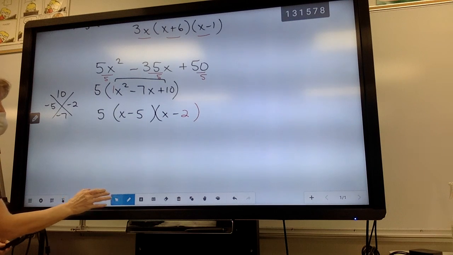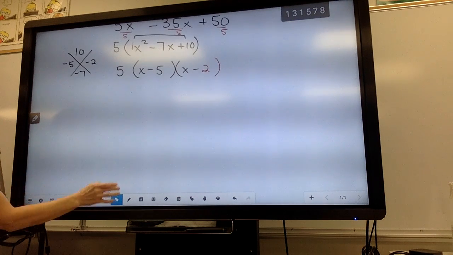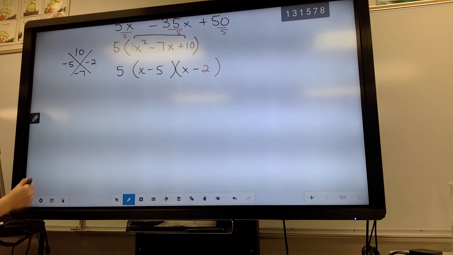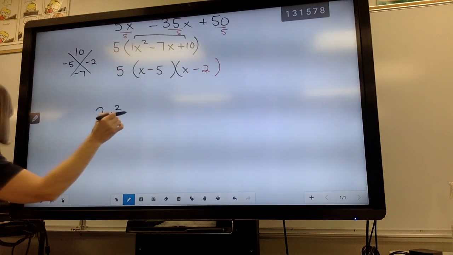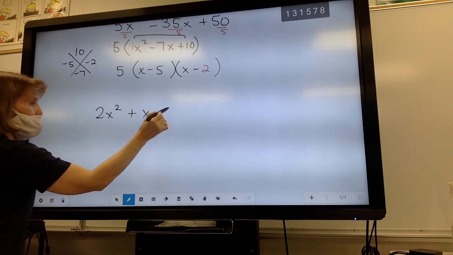Now let's see some that don't have a leading coefficient of 1. So you might be asked to factor 2x squared plus x minus 21.